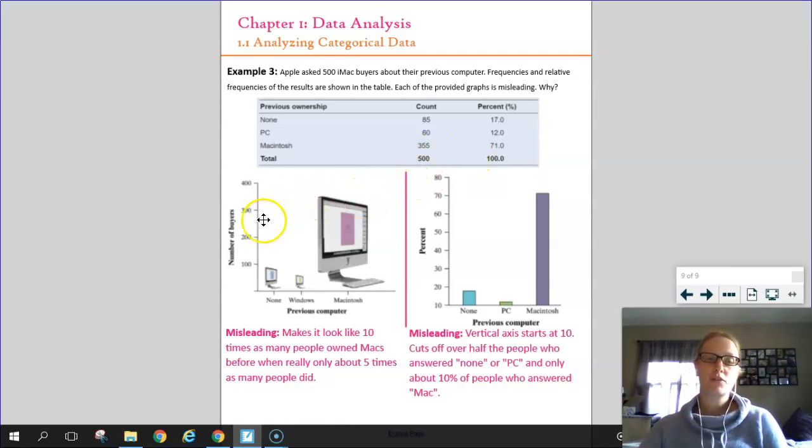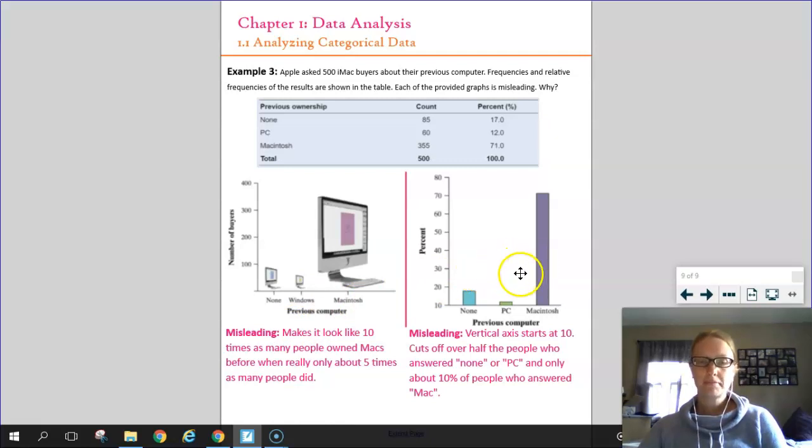There's two different graphs. The one on the left here uses pictures. Notice in this picture, the picture of the iMac looks almost 10 times as big as the Windows computer or the computer that represents none. When in reality, 17% and 12% only is about a fifth as large as the 71% of Mac users, not 10 times. So the reason this graph on the left is misleading is the pictures make it look like almost 10 times as many people already owned a Mac.